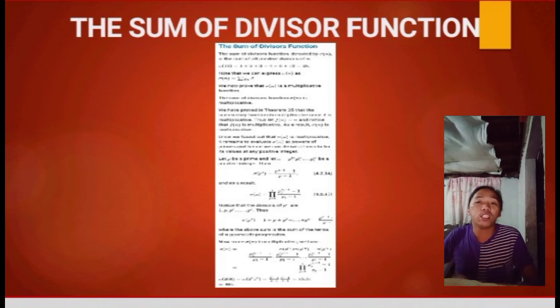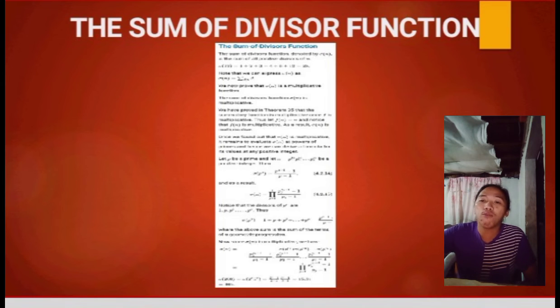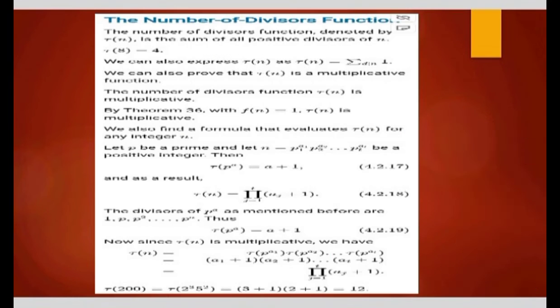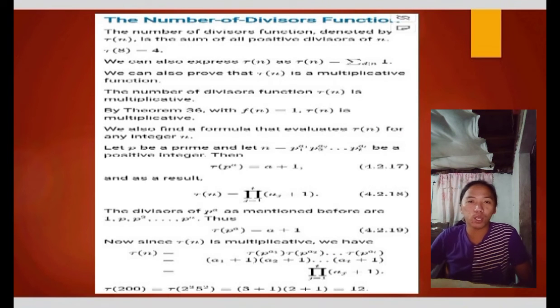And let us have the example. Our n is 200. Let us find the sum of 200. The sum of 200 is equal to the sum of 2 raised to 3, 5 raised to 2, which is equal to (2 raised to 4 minus 1) over (2 minus 1), then (5 raised to 3 minus 1) over (5 minus 1), which is equal to 15 times 31, and so the sum of 200 is 465.